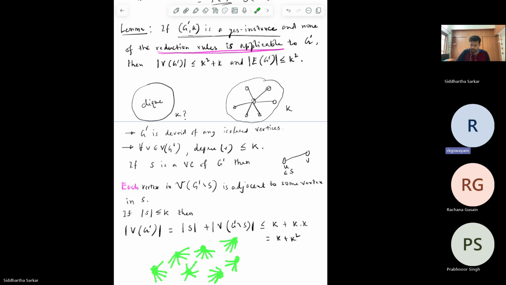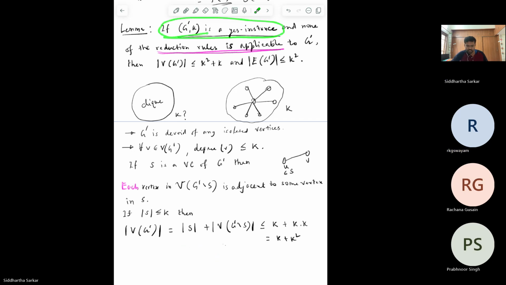Will this bound be a tight bound? Many edges are going to be reused here. It is not tight. It is an upper bound only. For some instances it could be tight, but in general it need not be tight. Maybe the number of edges is much smaller than k square. So it proves that if you have a yes instance, then you are just left with the job of counting how many vertices there are.